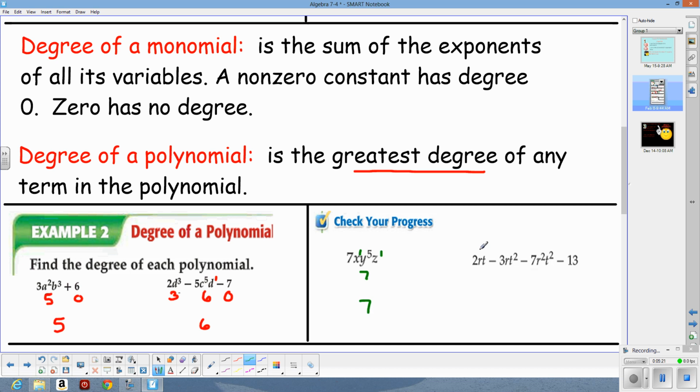Now over here, this piece has degree 2 when I add the exponents together. This piece has degree 3, because 1 plus 2 is 3. Here we have degree 4, and this is degree 0. The greatest is right here, so this would be degree 4.